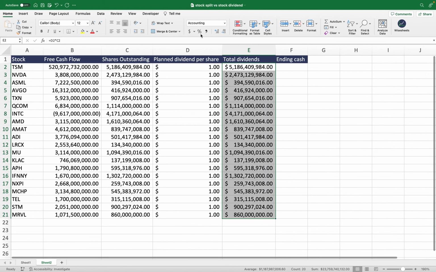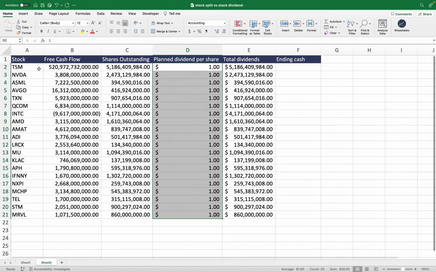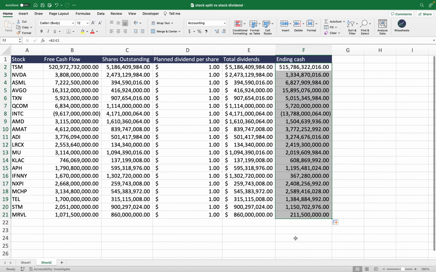And this is the amount of cash that they would have to pay all together to all of their shareholders in order to have a $1 dividend per share increase, or even an issuance, because maybe some of these companies are not paying dividends right now. Now the ending cash would be the free cash flow minus the total amount of dividends that they've decided to pay. So as you can see, in this case, TSM would be left with this amount of cash, which seems like a lot, but you can see this number changes for all the different companies.